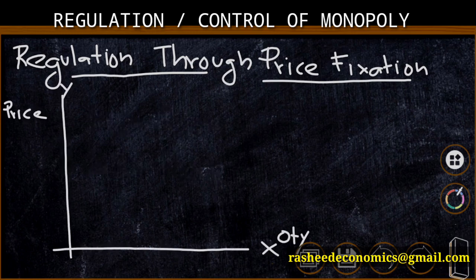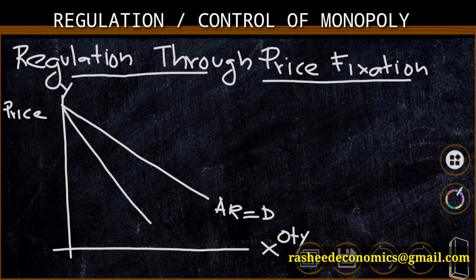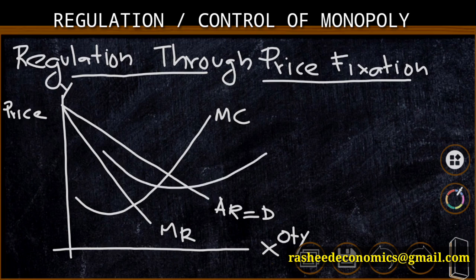We have x-axis and y-axis. On x-axis, as usual, we have quantity, and on y-axis price of the commodity. In the normal course, we can have an average revenue curve which is equal to the demand curve of the firm. We will be having a marginal revenue curve corresponding to this average revenue curve. We can have an MC curve to identify the equilibrium condition. We can have an AC to identify the profit level of the firm.